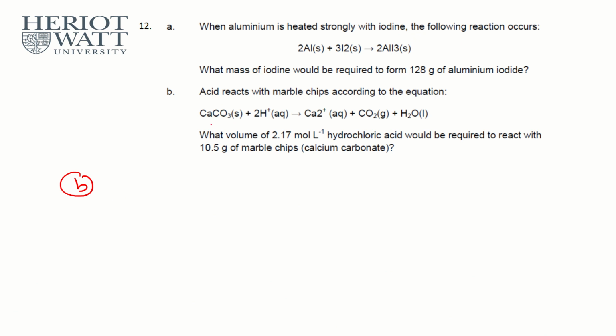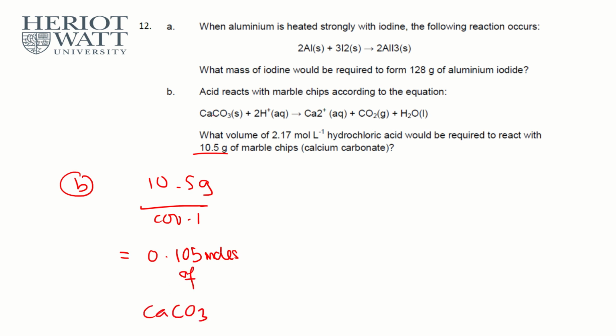Okay, again, check the mole ratio. What volume of 2.17 mole per liter of hydrochloric acid will be required to react with 10.5 grams of marble chips? So what is the volume of hydrochloric acid needed? First, I'm given 10.5 grams of marble chips, which is calcium carbonate, divided by the molar mass of calcium carbonate, which is 100.1. You will get the mole of calcium carbonate, which is 0.105 moles.